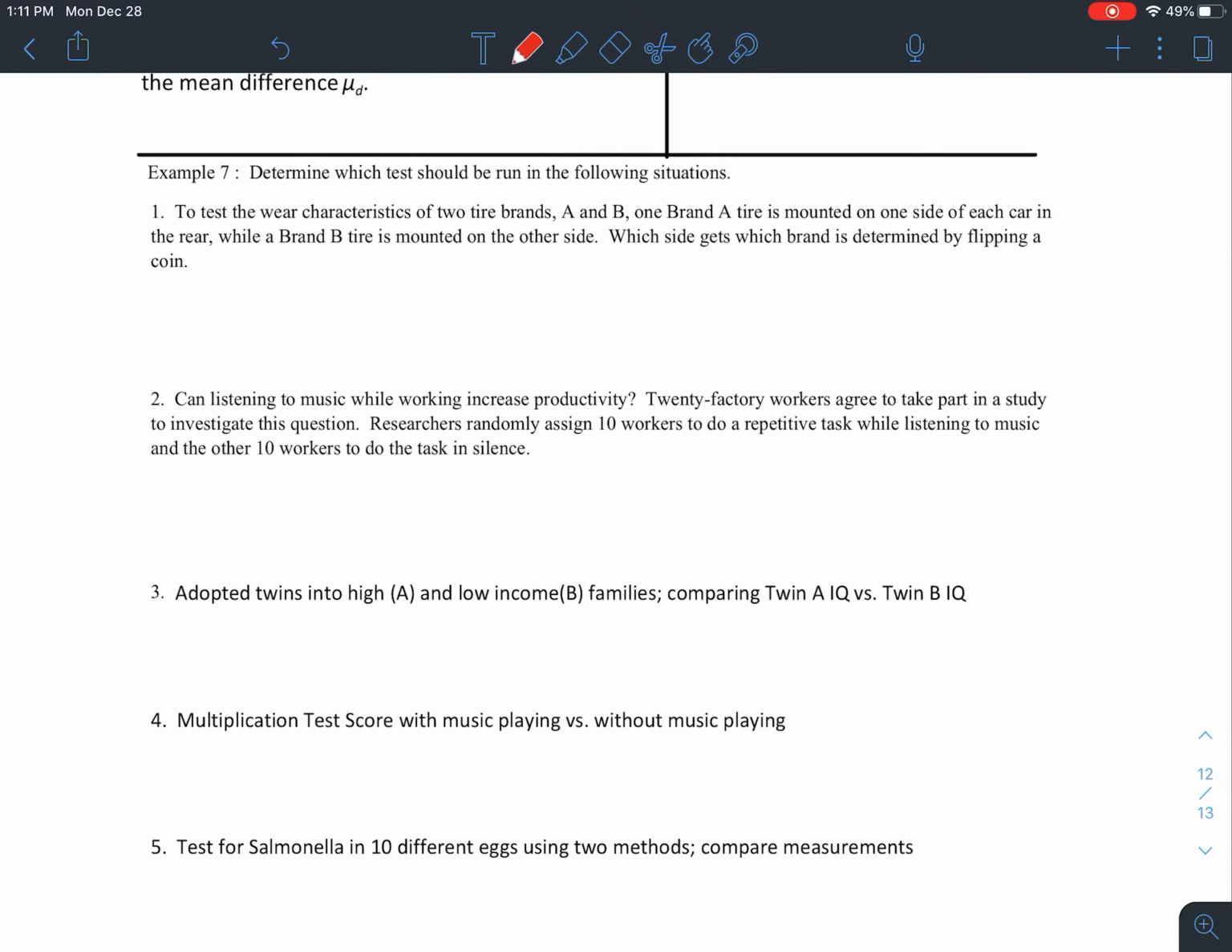Sometimes the confusion is with a two-sample t-test because we're seeing there are two things here, a brand A and a brand B tire. Those brands of tires are actually your two treatment groups, because the same vehicle is receiving each of those two treatments, one tire on one rear side and the other tire on the other rear side. This would be classified as a matched pairs t-test. Once again, on the calculator, it is just called a t-test.